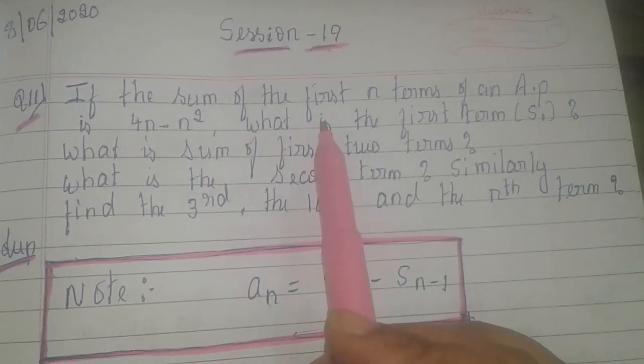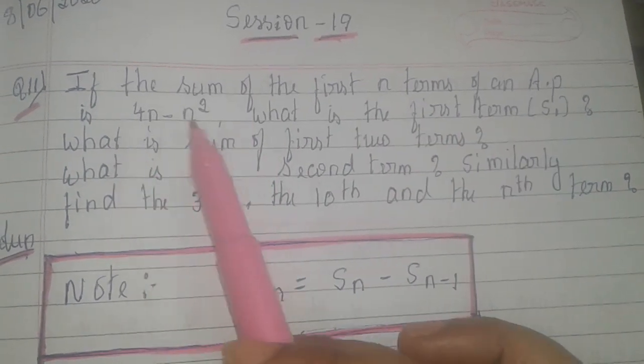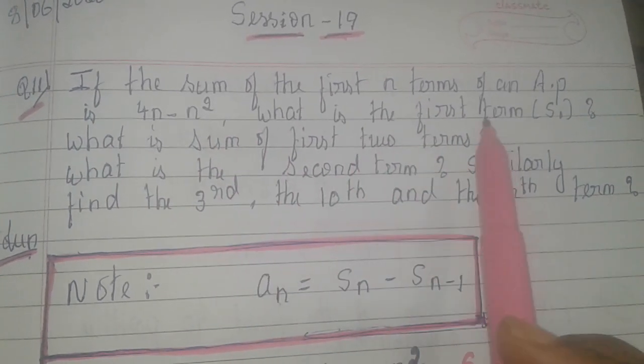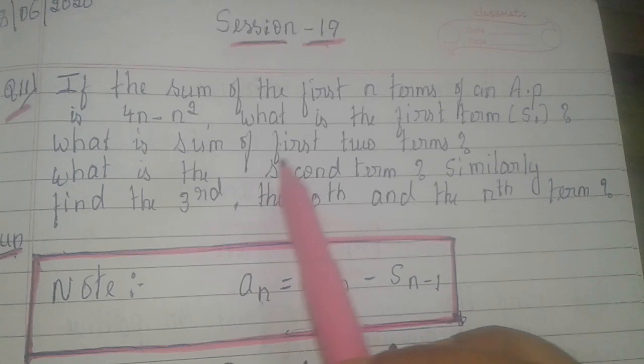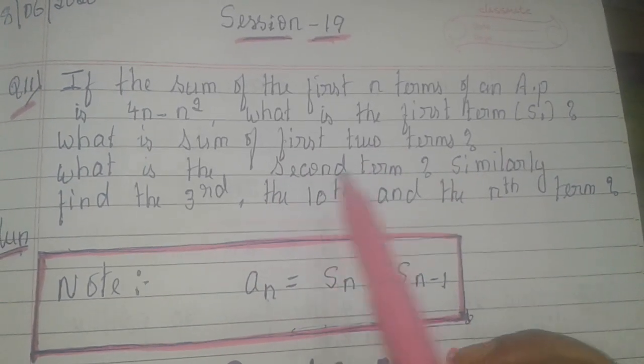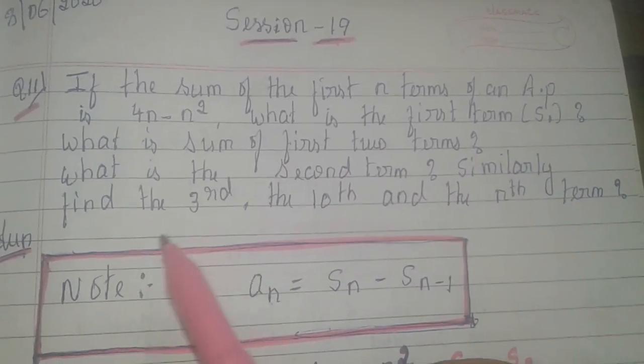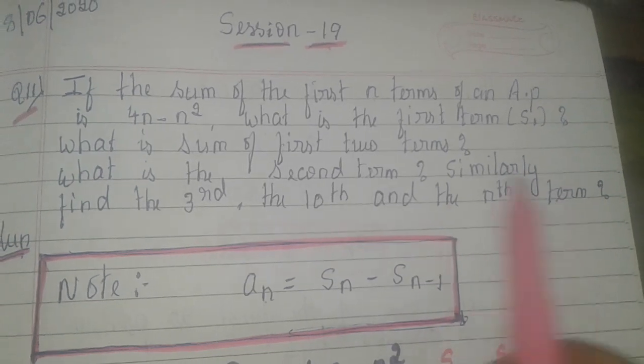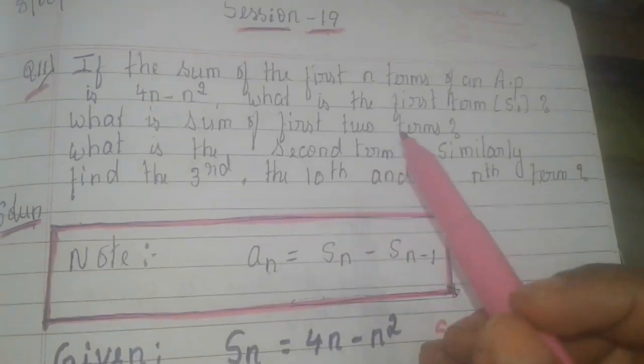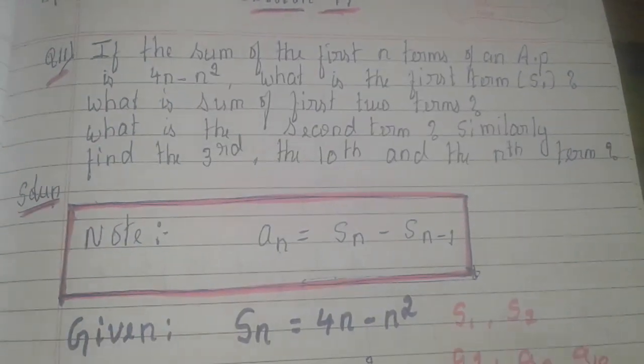If the sum of the first n terms of an AP is 4n minus n square, what is the first term? What is the sum of first two terms? What is the second term? Similarly, find the third, 10th and the nth term. So the question is lengthy, so concentrate.